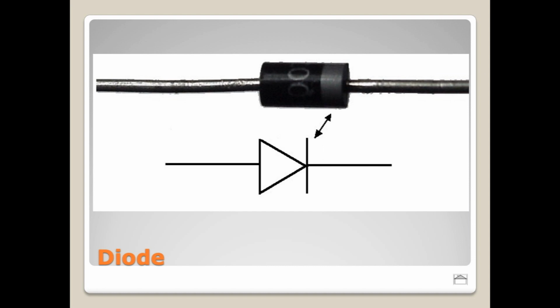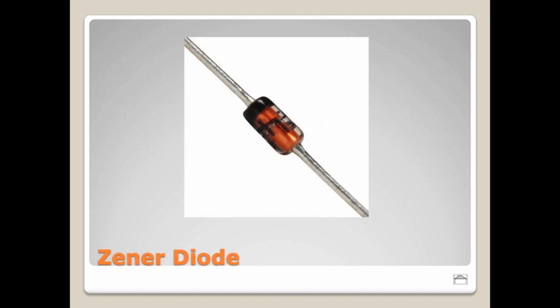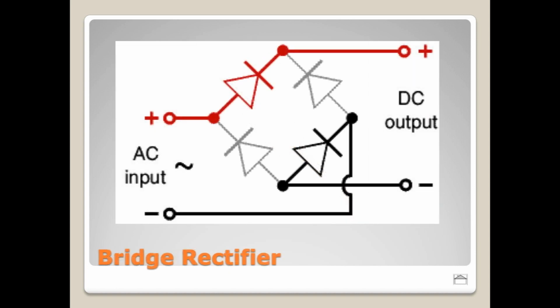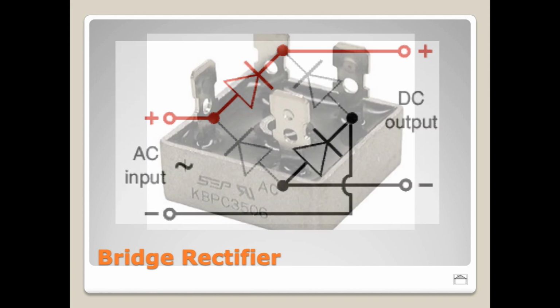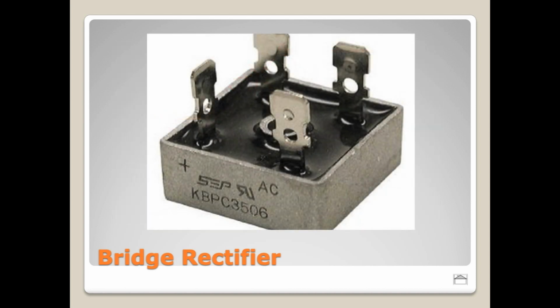Now, on the same topic of diodes, we've got our traditional diode, we've got our Zener diode. Next, we've got the bridge rectifier. Now, this is an interesting device in that it's not actually a single device. And sometimes it is sold as a single device. In fact, you can see here we've got a picture of a bridge rectifier. This is one box with 4 terminals.